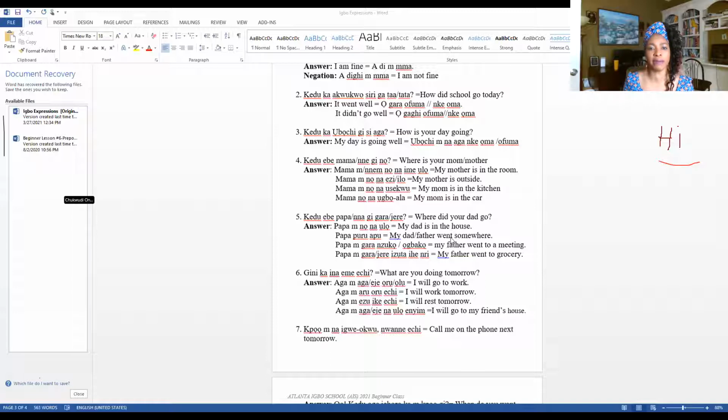Okay. Chiamaka, you're raising your hand. I have a question. Do you remember the king in the Bible whose name is Nebuchadnezzar? Is that an Igbo name? Because I'm really curious. Nebuchadnezzar is the name in the Bible. It's not an Igbo name.